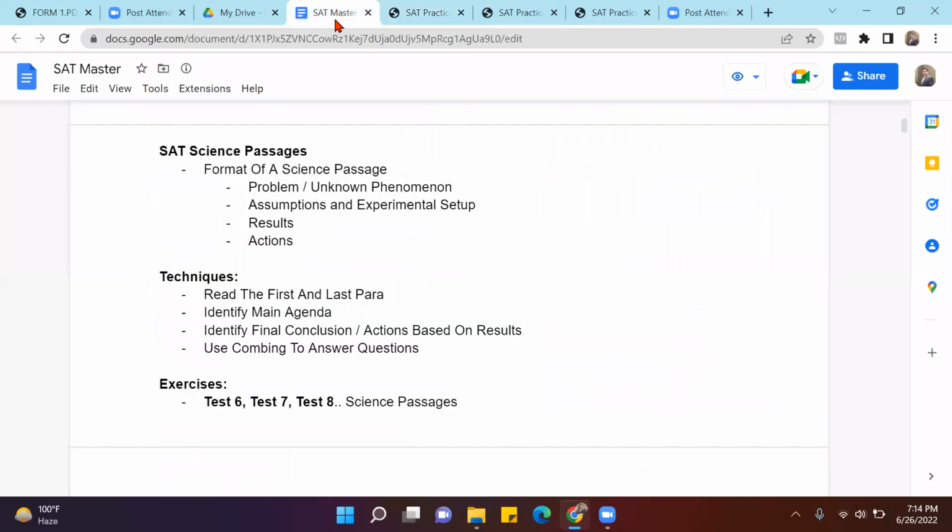Now when you know the structure of the science passage, the template that you should follow, you do this exercise. Do test 6, test 7, and test 8, specifically the science passages. So you'll get experience of doing these science passages. Once you are done with them, we can discuss them and we can figure out how you perform in science and what steps you need to take to get your game to the next level and improve your performance.